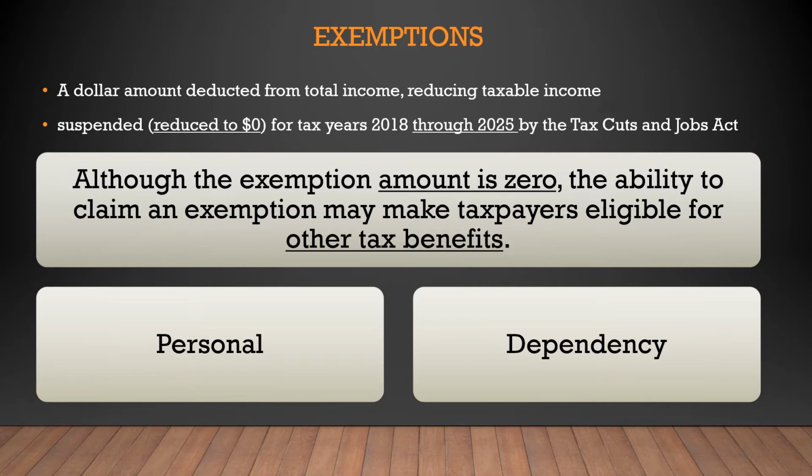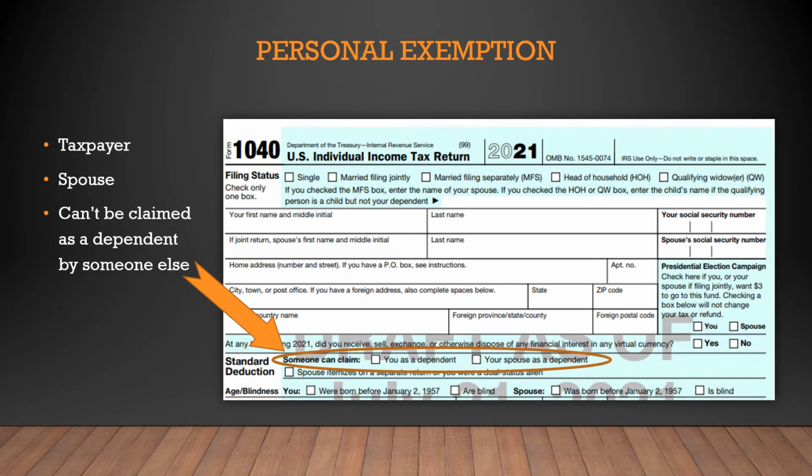So we need to talk about the two kinds of exemptions. We have personal exemptions and dependency exemptions. A personal exemption is claimed by the taxpayer and if filing jointly, the spouse. If spouses are filing separately, they might each claim their own exemption, or it might be possible for one spouse to claim the other's exemption if the other spouse had no gross income.